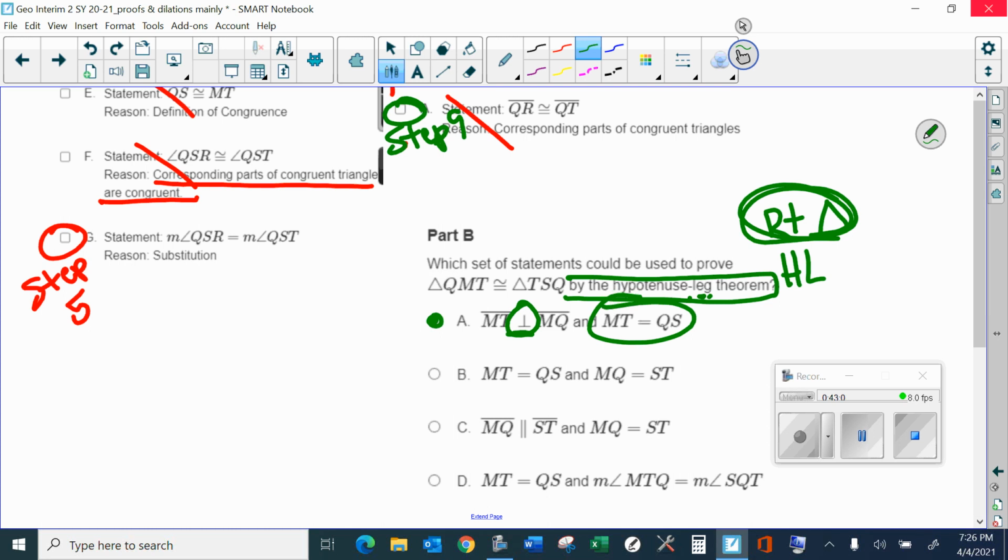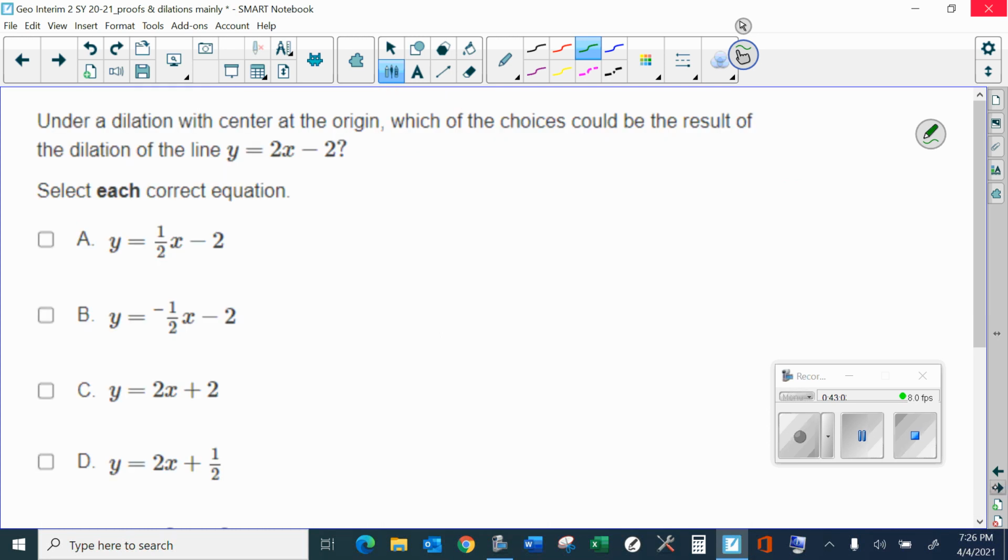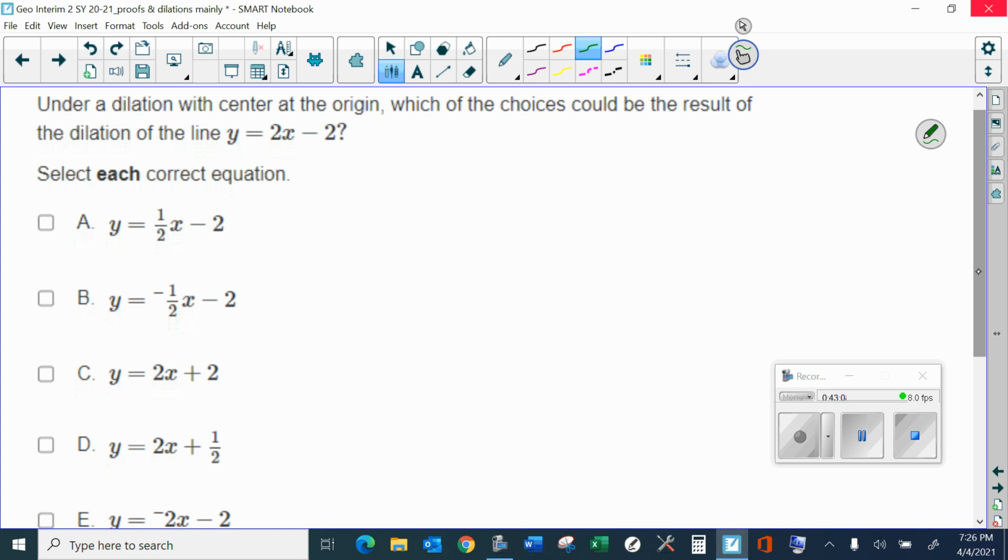Okay, next. So there are our proofs done. Now we're into dilations, which is the main focus of this. Under dilation centered at the origin, remember, that's the key. We know under dilations that lines are parallel, so it's going to be y equals 2x. Which of the choices could be the result of a dilation? Well, we just know that the 2x has to stay the same. The y-intercept, in this case b, the -2, can be any number at all. So all we're looking for is slopes being the same. Those two right there.